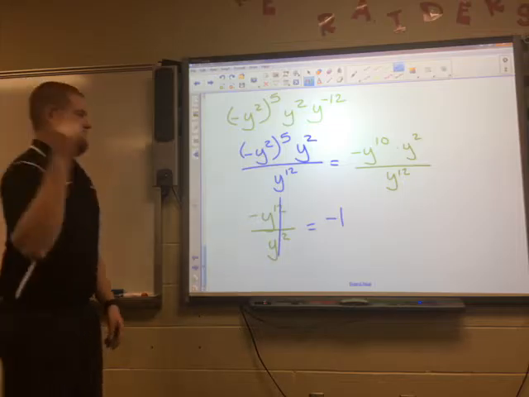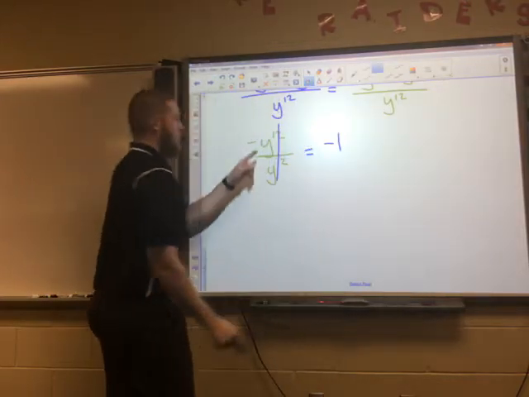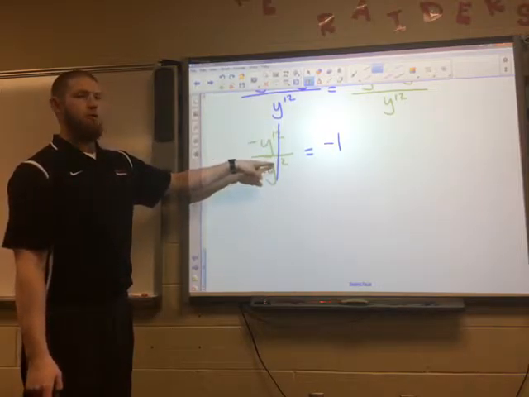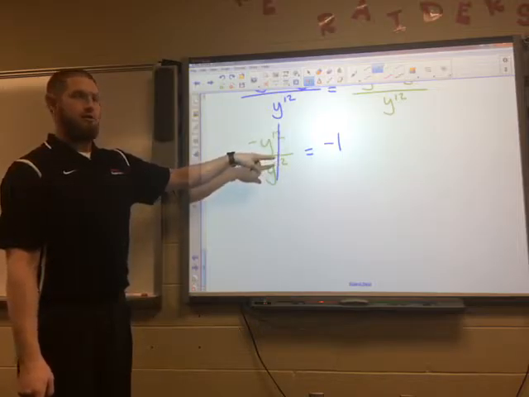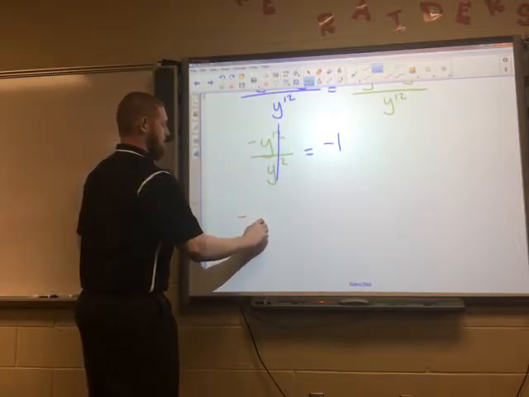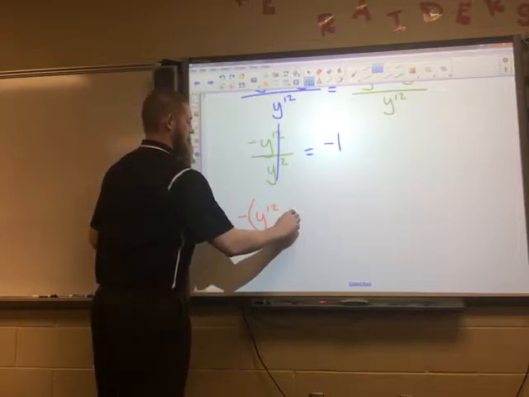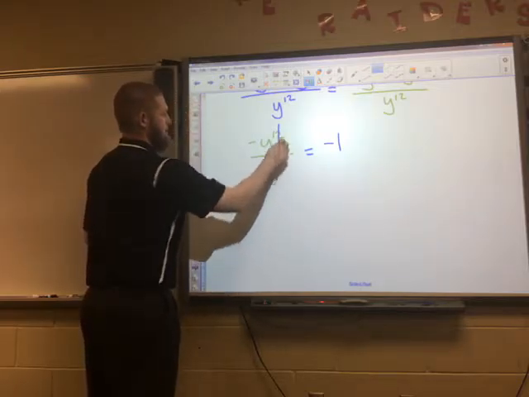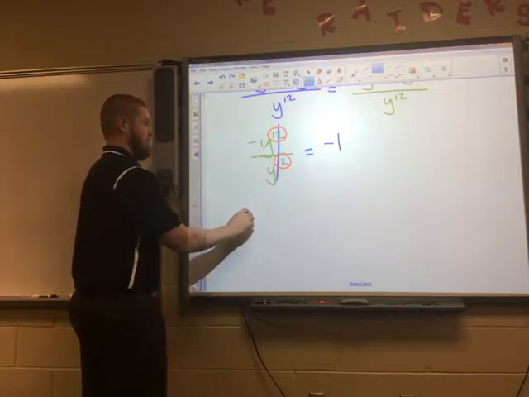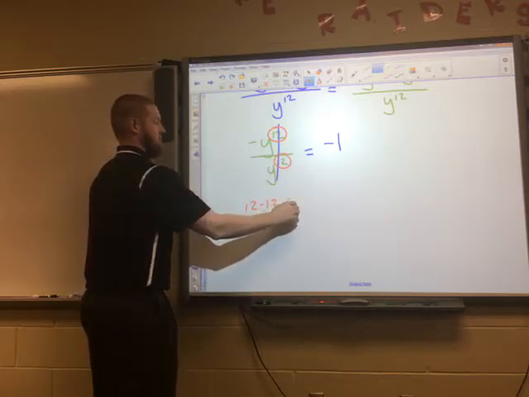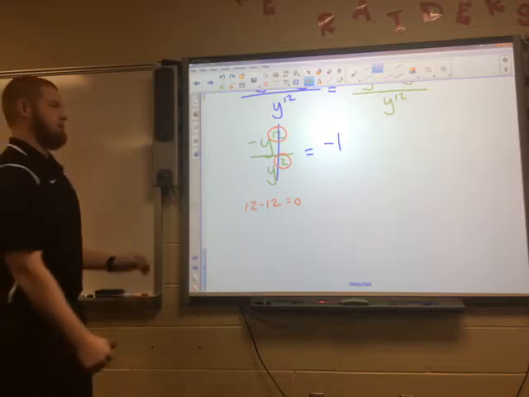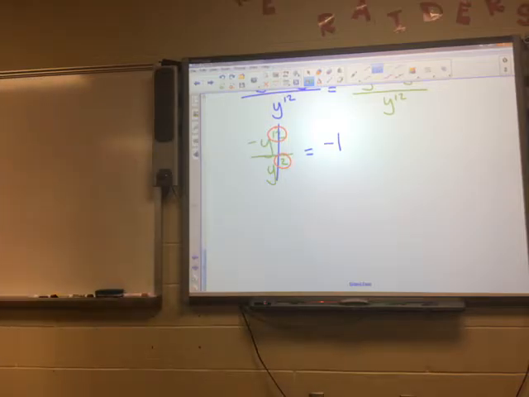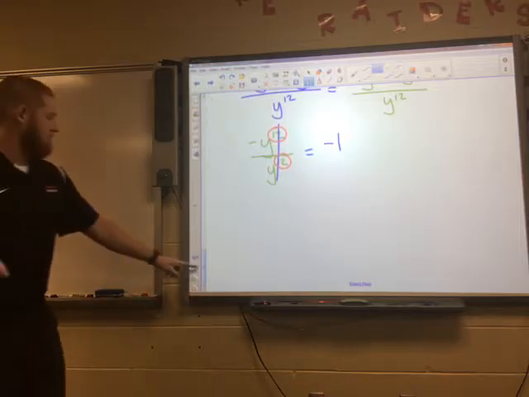Okay, now real quick, I'm guessing nobody's ever talked to you about it before. Why do these cancel, though? Because if you're dividing, what do you actually do with your exponents? You subtract. So you would have this minus that, right? You'd have 12 minus 12, which is 0. Okay, that's why they cancel. You've always been told that they cancel, but they cancel because of your quotient property.